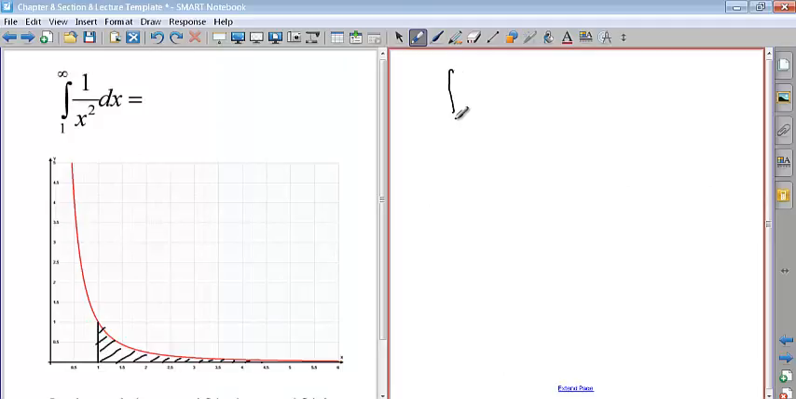So this is the case where the x value goes to infinity, and this is a plot of 1 over x squared. And we're looking for the area underneath the curve from x equals 1 all the way to infinity. And you might think, well, if that goes to infinity, doesn't that mean I have an infinite area? And the answer is not necessarily. It depends upon how quickly this thing approaches 0.